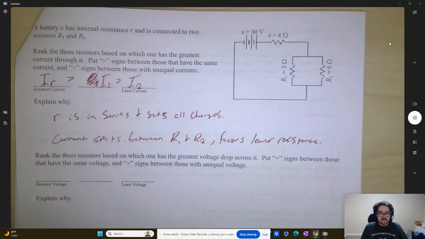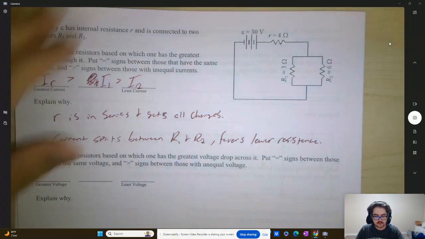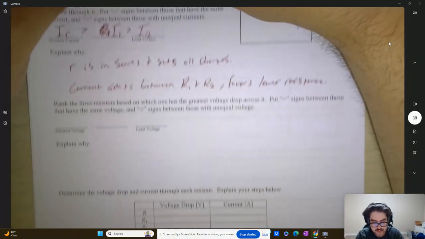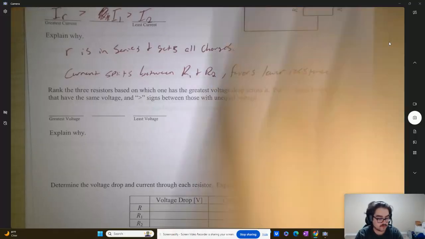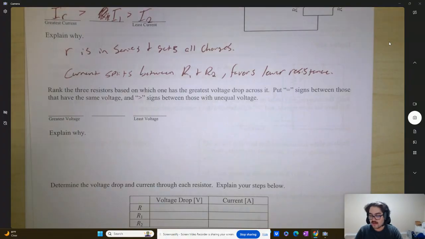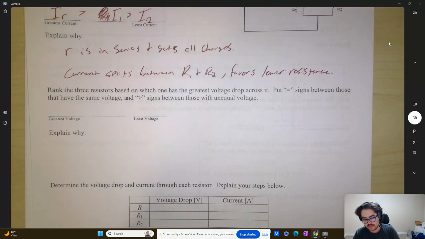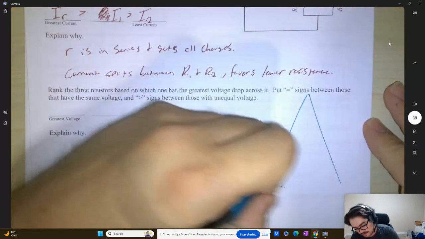Okay, next up, rank the 3 resistors based on which one has the greatest voltage drop across it, right? So now we're doing it based on voltage drop. We know that greater resistance means greater voltage drop, right? If we are, once again, calling upon the pyramid of wisdom.